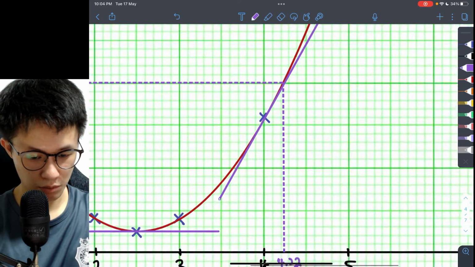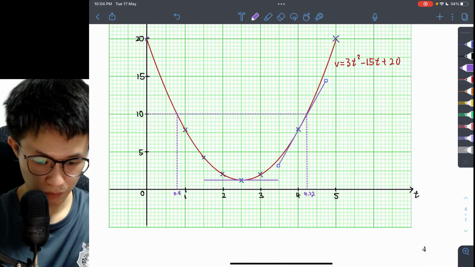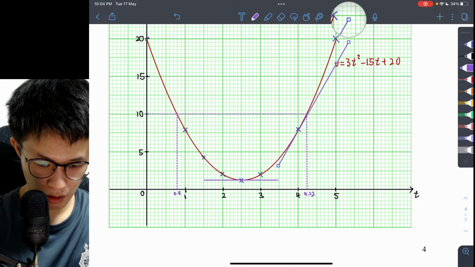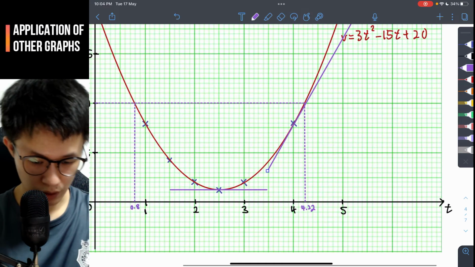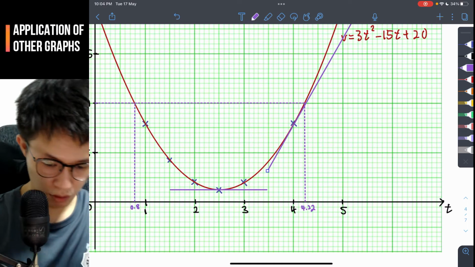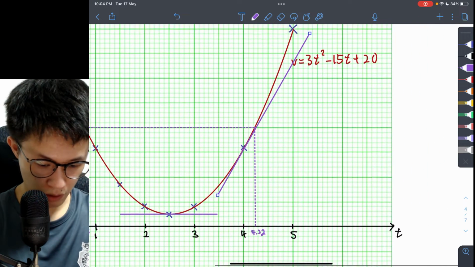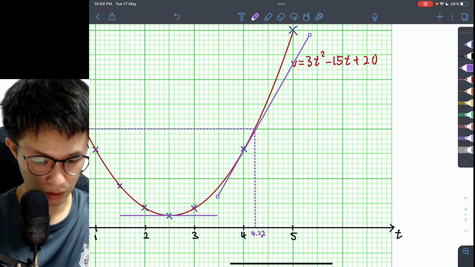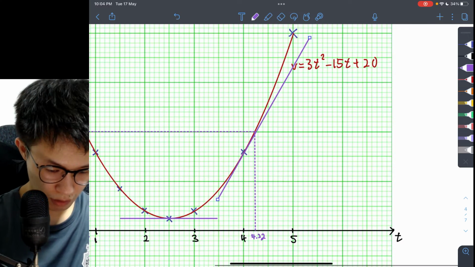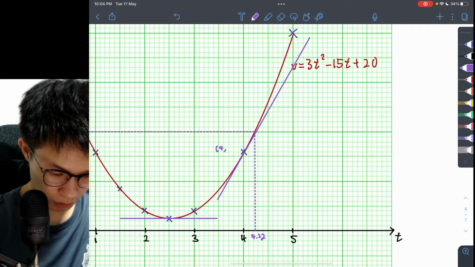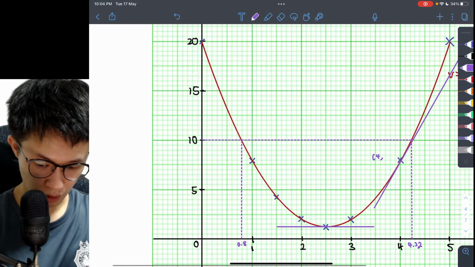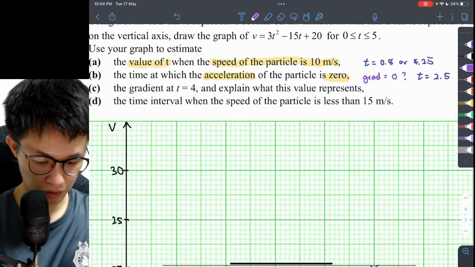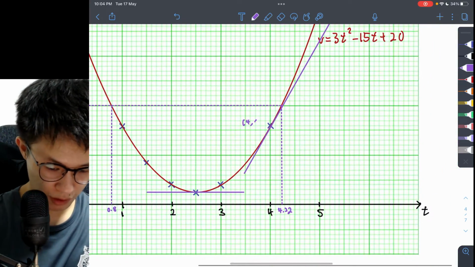Okay. This should be the gradient, this line over here, and we want to use this line to estimate the gradient. So what I'm going to do is use 2 points. Of course, I'm going to use this. I would love to use this point over here. So this point here would be 4, actually I have it here, right? 4,8.